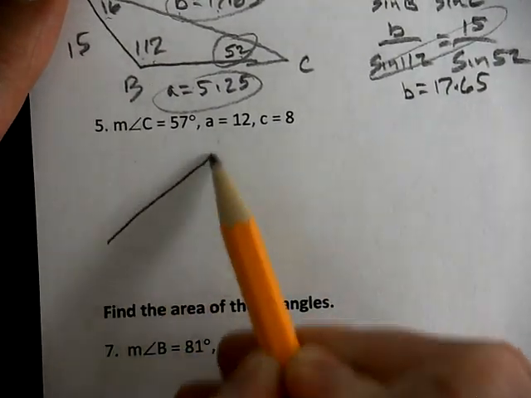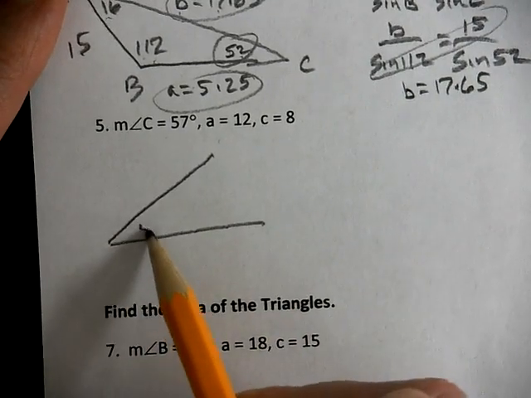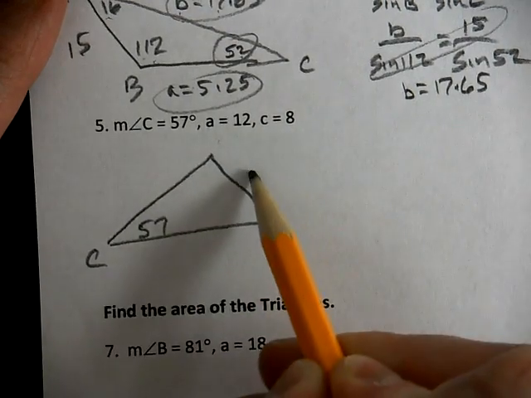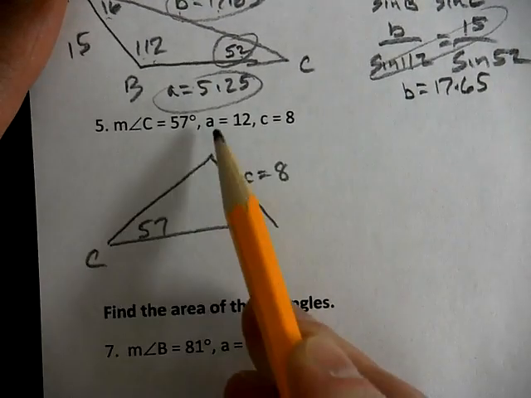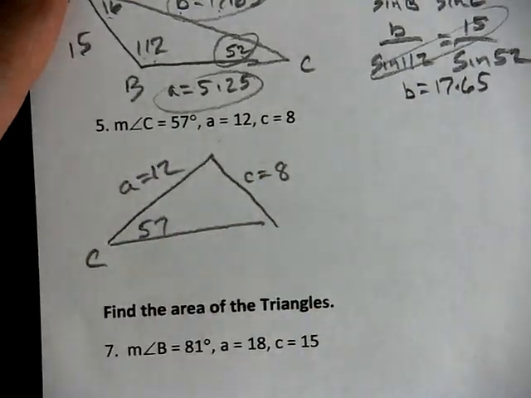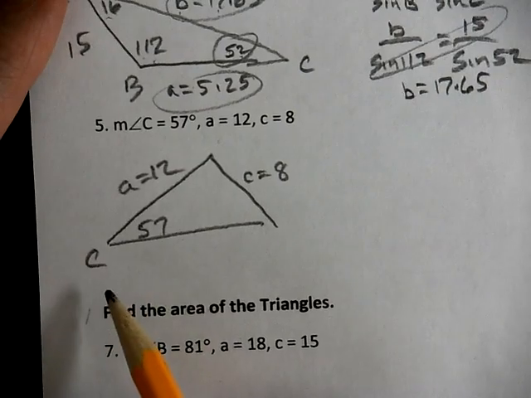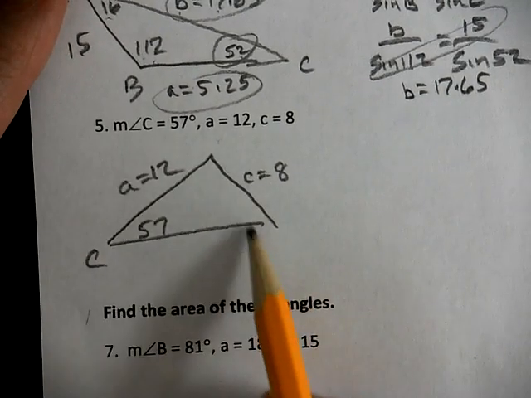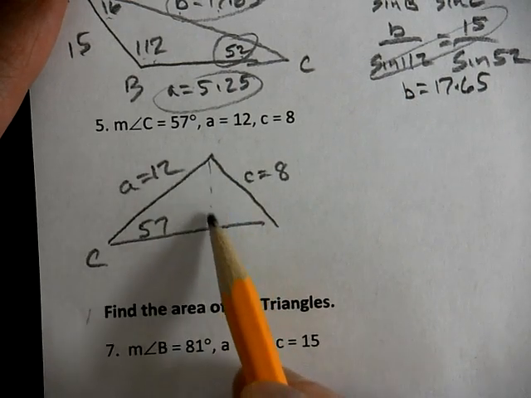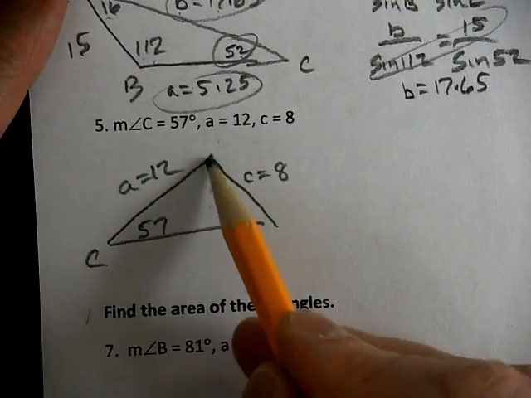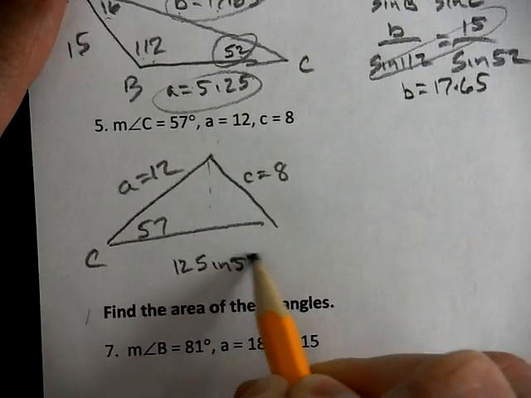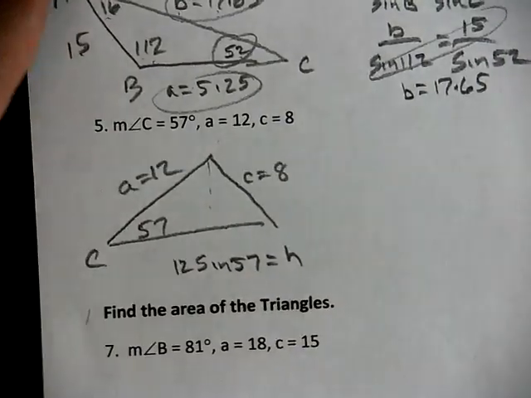So here we have a 57-degree angle. The side opposite of that is 8, and the additional side is 12. So this here is a side-side-angle situation. We've got to watch out to see what's happening with this. Is it actually touching? Is it going to make two triangles? What's going to happen? So we're going to calculate our height. 12 sine of 57, as we learned before, is the height.